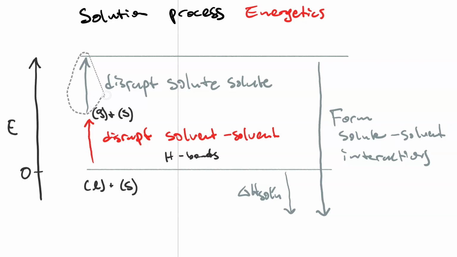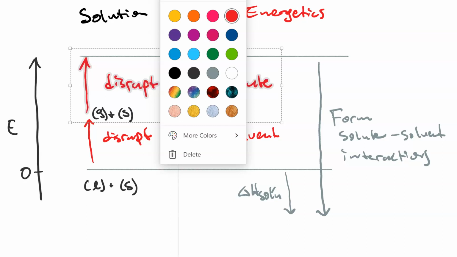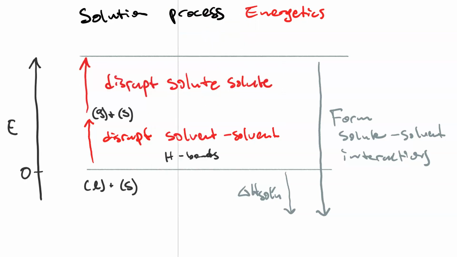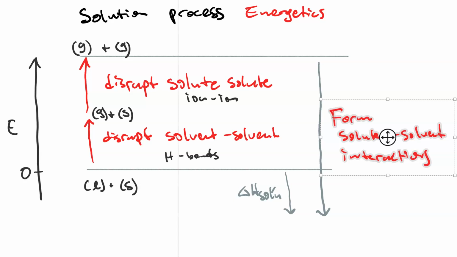Then we got to disrupt the interactions in the solute by putting in more energy. Now at this point, we have a gaseous solvent plus a gaseous solute. Now this is an artificial point on the graph, but it helps if we break this down into steps. Now we need to form the solute-solute interactions that we disrupted. Those were ion-ion interactions. Now we're going to go over here and form the solute-solvent interactions.